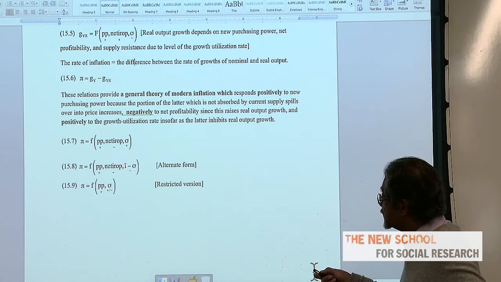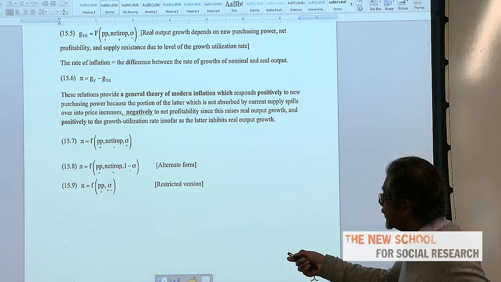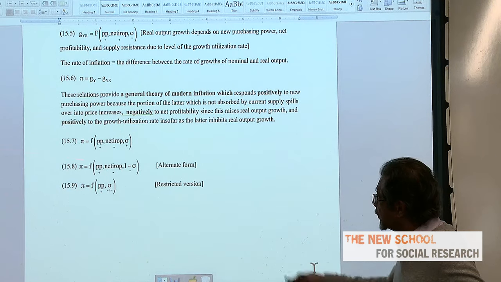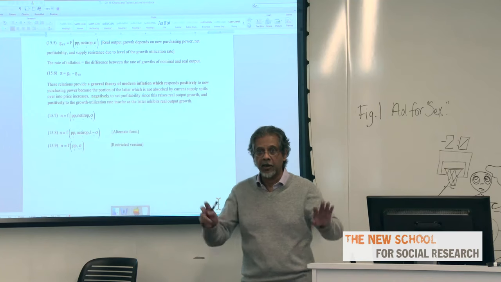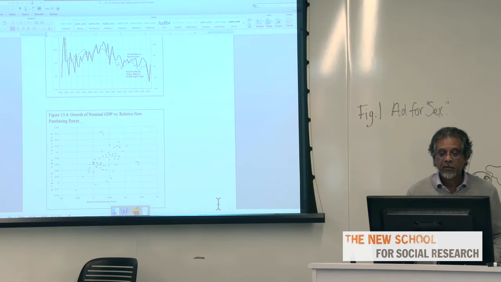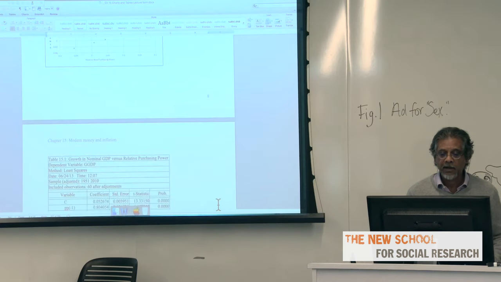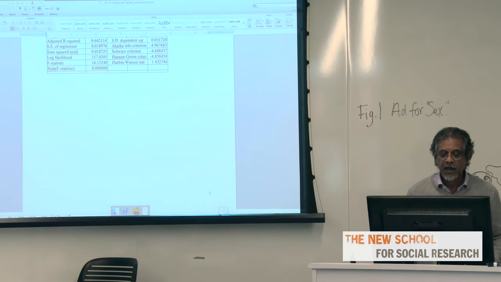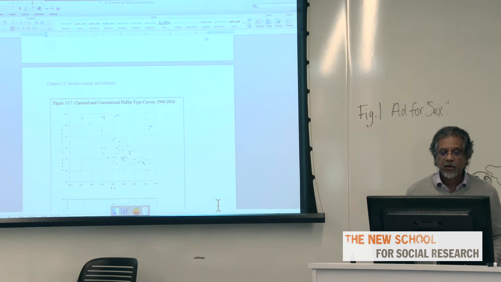And you can see that you can think of this: if this is the primary variable, then these other two will appear as shift factors. If this is a primary variable, then the first and third will appear as shift factors, and so on. And I'm going to come back to that. So I want to just look at it empirically because I want to make a comparison between the classical hypothesis and the Phillips curve.